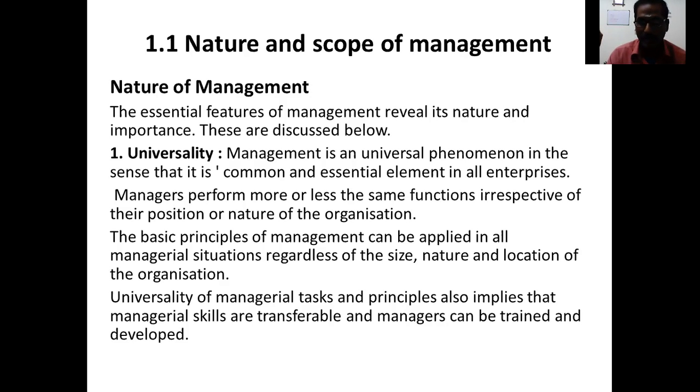Universality of managerial tasks and principles also implies that managerial skills are transferable and managers can be trained and developed. It's not that by birth a person should possess them. Of course, some people may possess certain qualities, but even if someone doesn't have these qualities, they can be trained to possess them. So that's the meaning: they can be taught these skills.